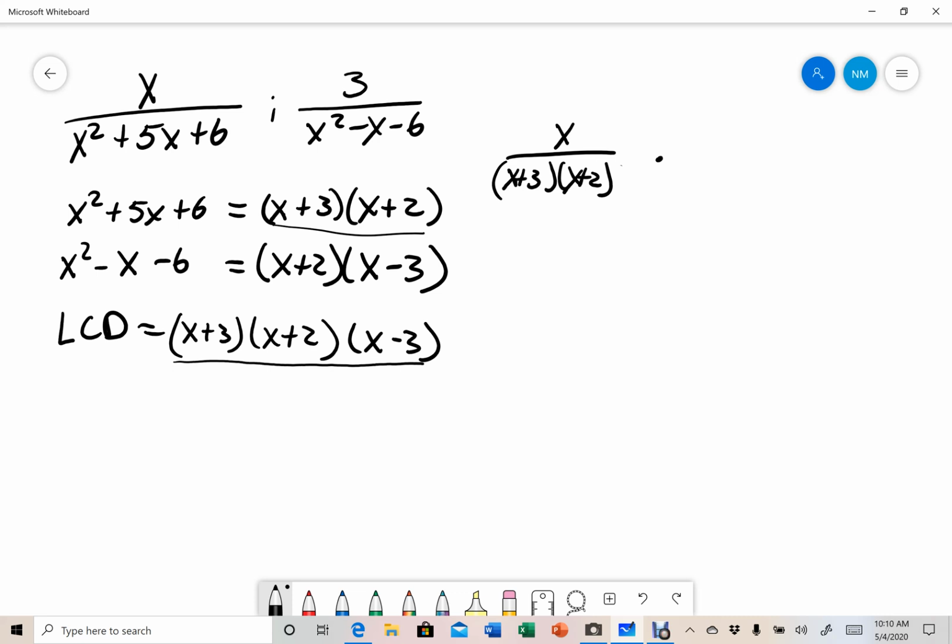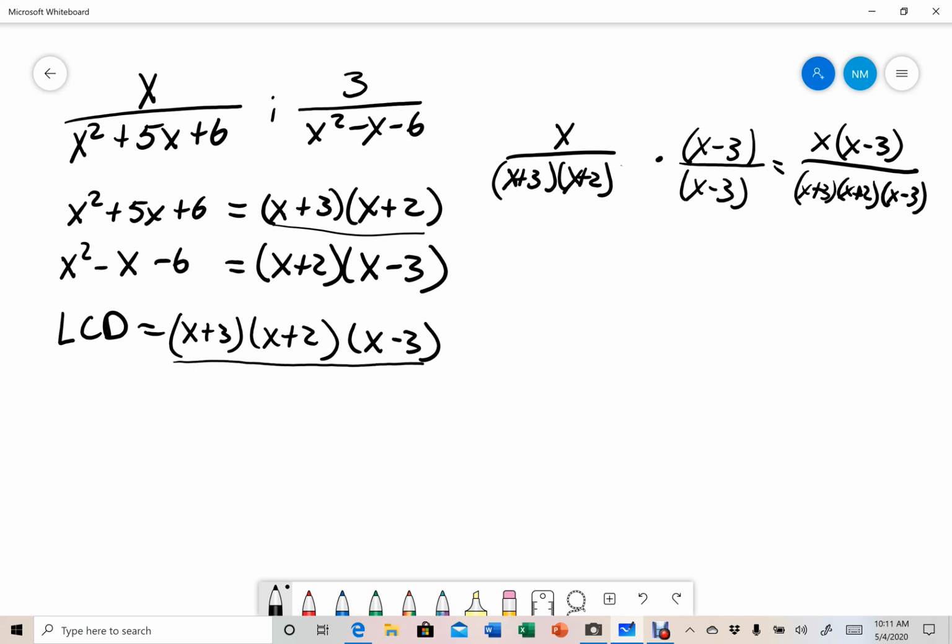So I look at my first denominator and I say I've got x plus 3, that's here. I've got x plus 2, that's here. So I'm missing x minus 3. So I'm going to multiply by x minus 3. Okay, and this will give me my full least common denominator. So I have x times x minus 3 over x plus 3, x plus 2, and x minus 3.